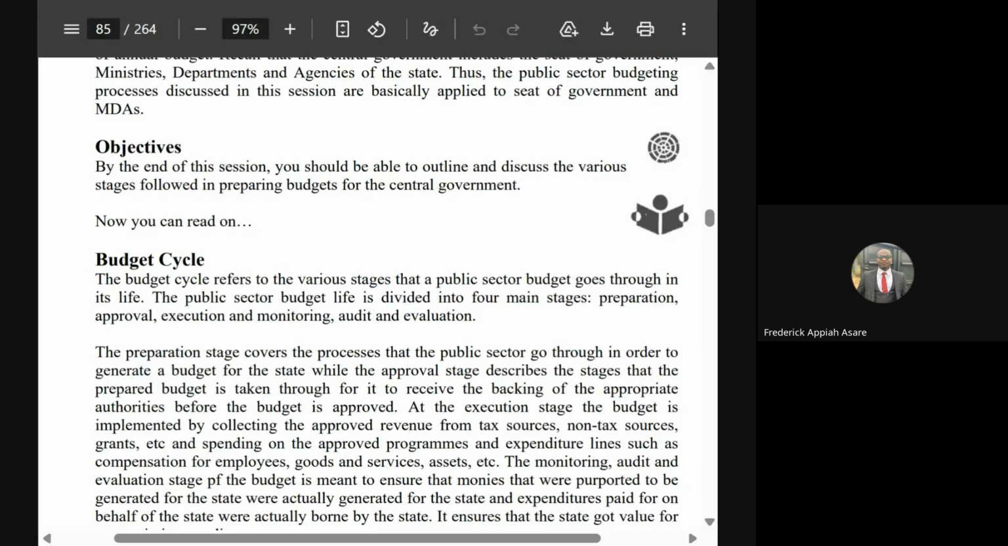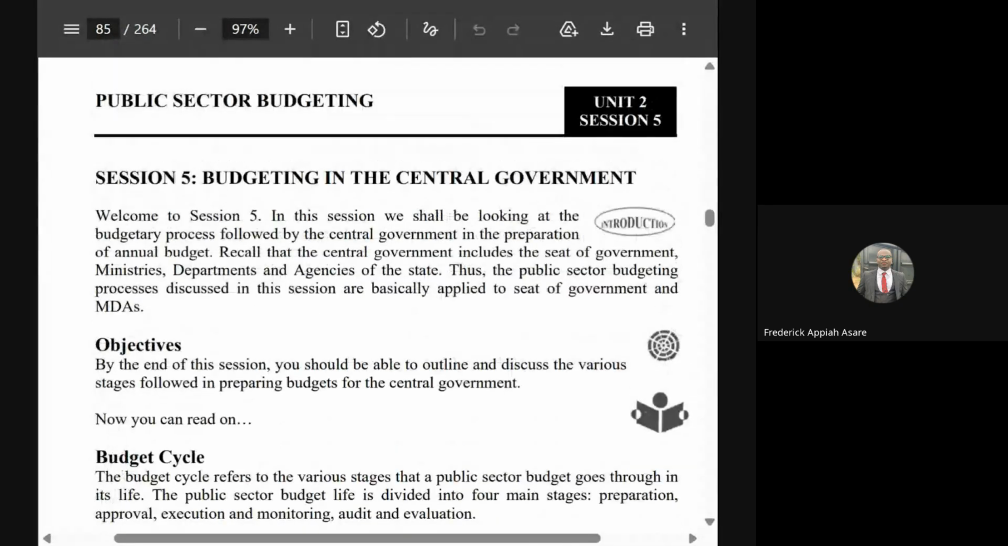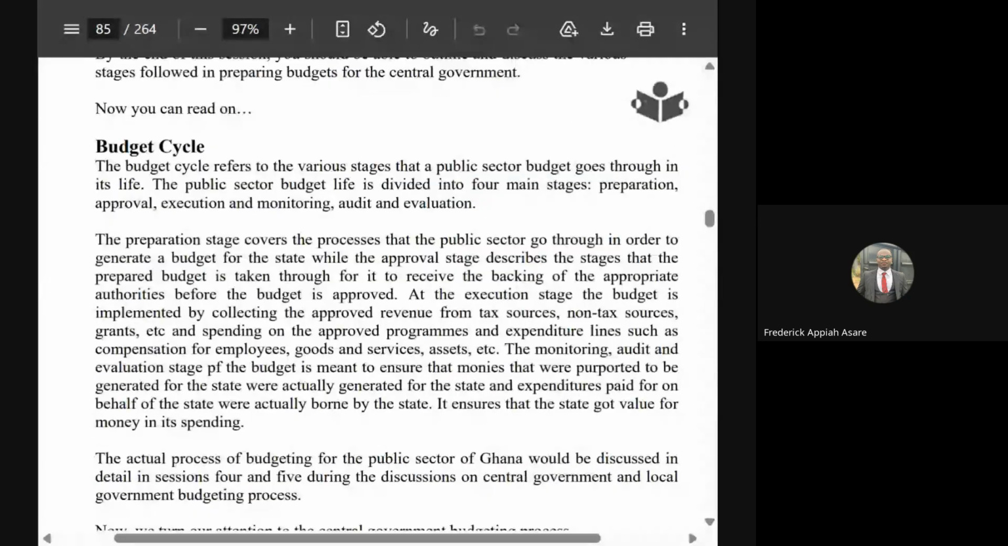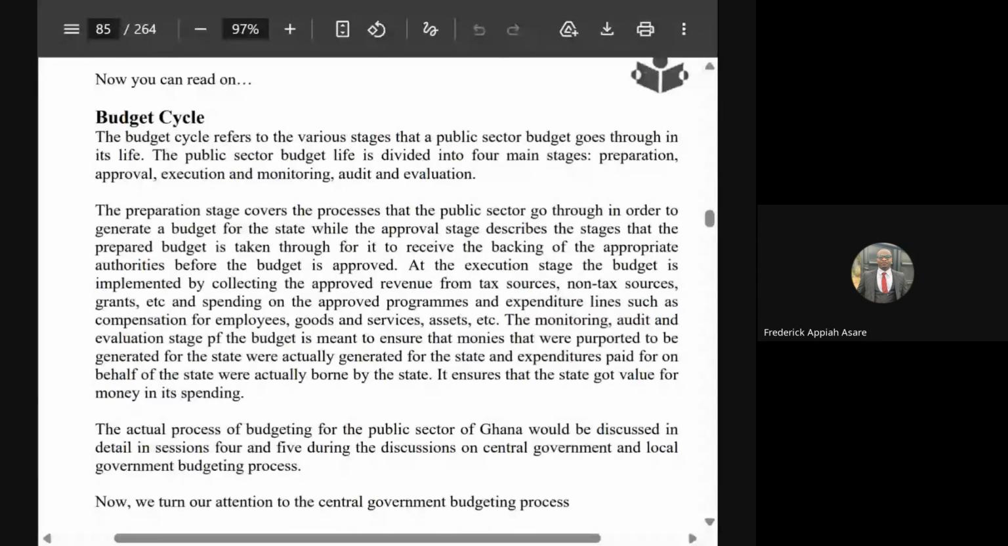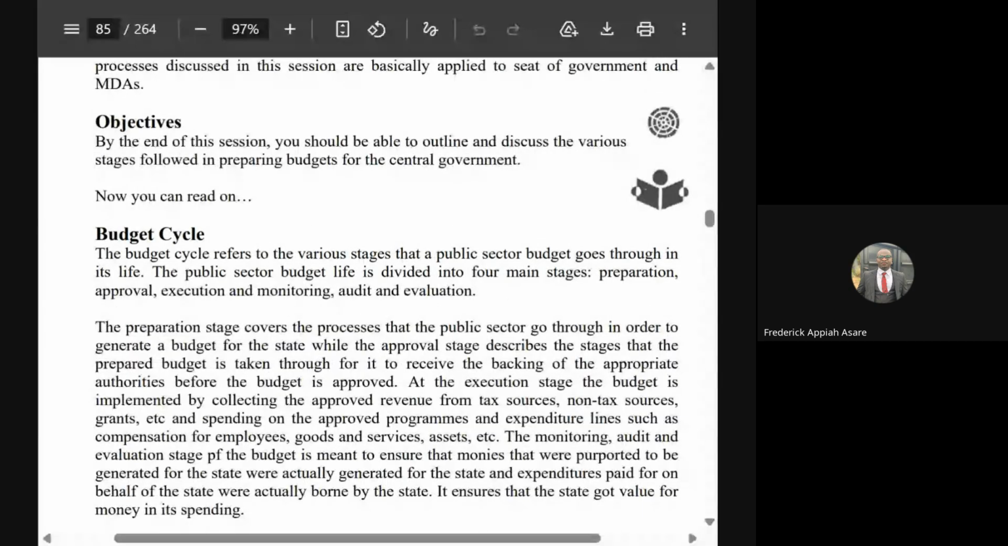Now, let's look at budgeting in the central government. The budgeting in the central government is what the Minister of Finance does. Look at the budget cycle. In the public sector, or in the central government, the budget cycle has 4 stages. This can be a theory question that will come, and they will ask you to choose from it.